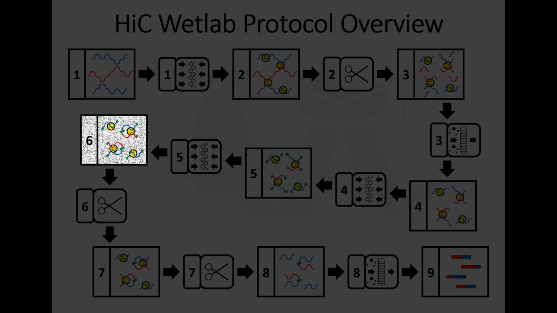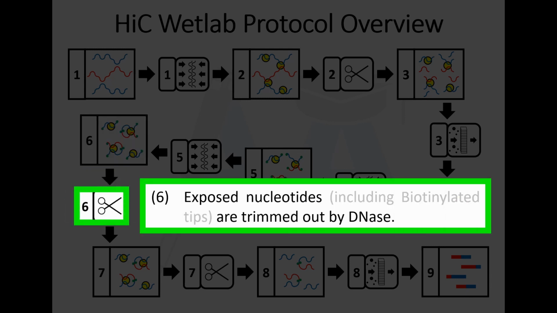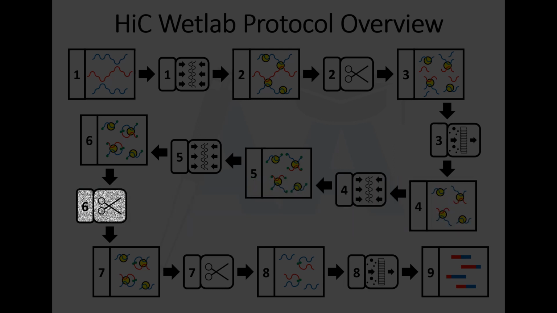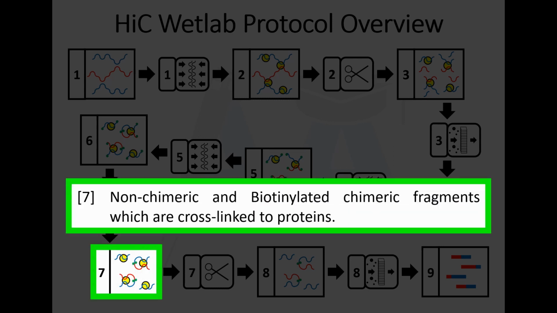The DNA fragments then undergo exonucleation, whereby exposed nucleotides at the ends of the fragments are trimmed off. This includes the biotinylated tips. Our mix of chimeric and non-chimeric DNA fragments now have a key difference. The chimeric fragments have biotin attached to two of the nucleotides in the middle of the fragment, which were protected from the exonuclease, while the non-chimeric fragments have no biotin. Keep this point in mind.